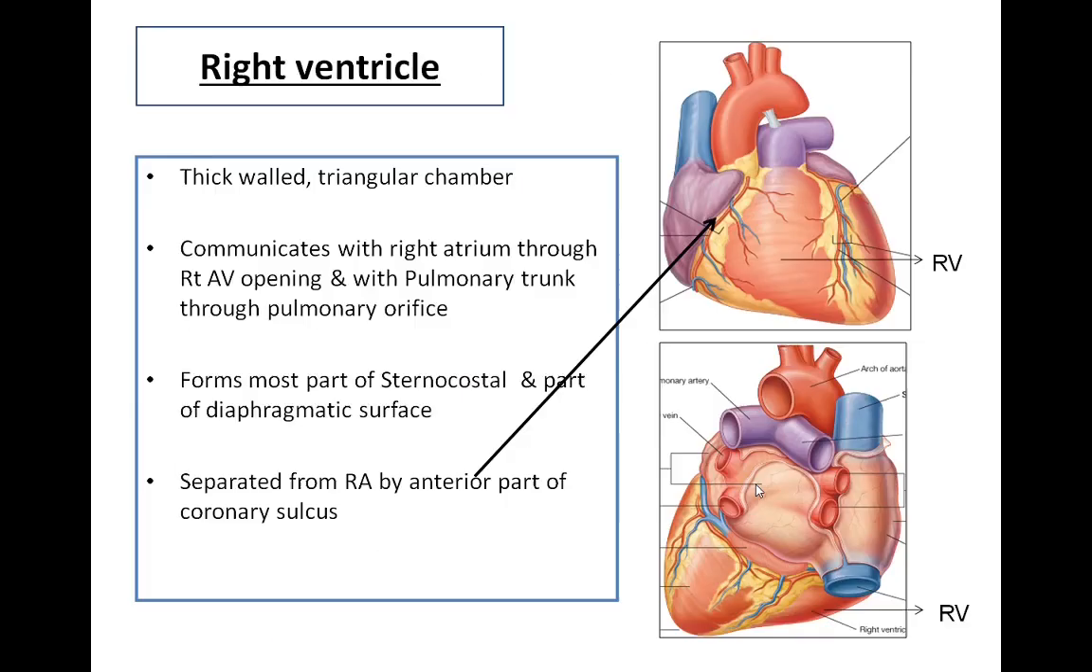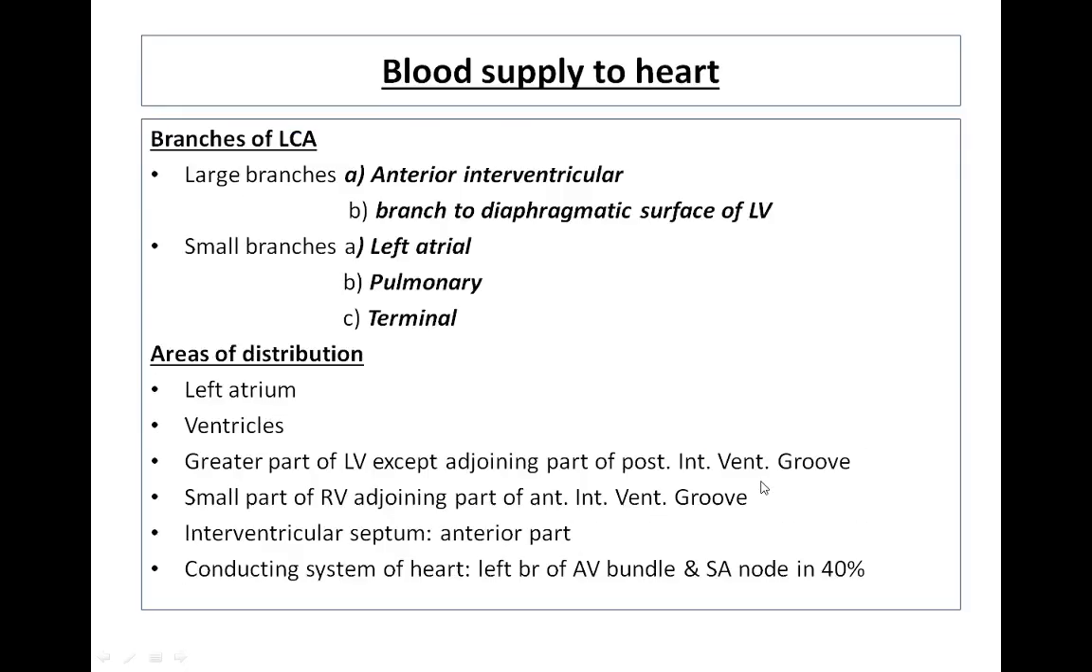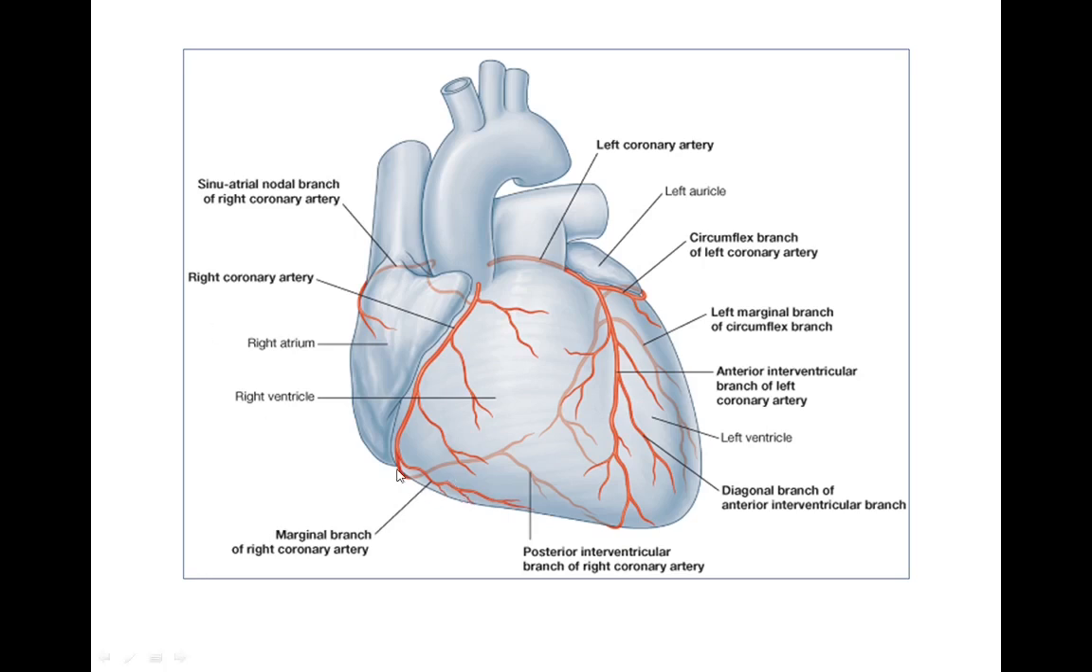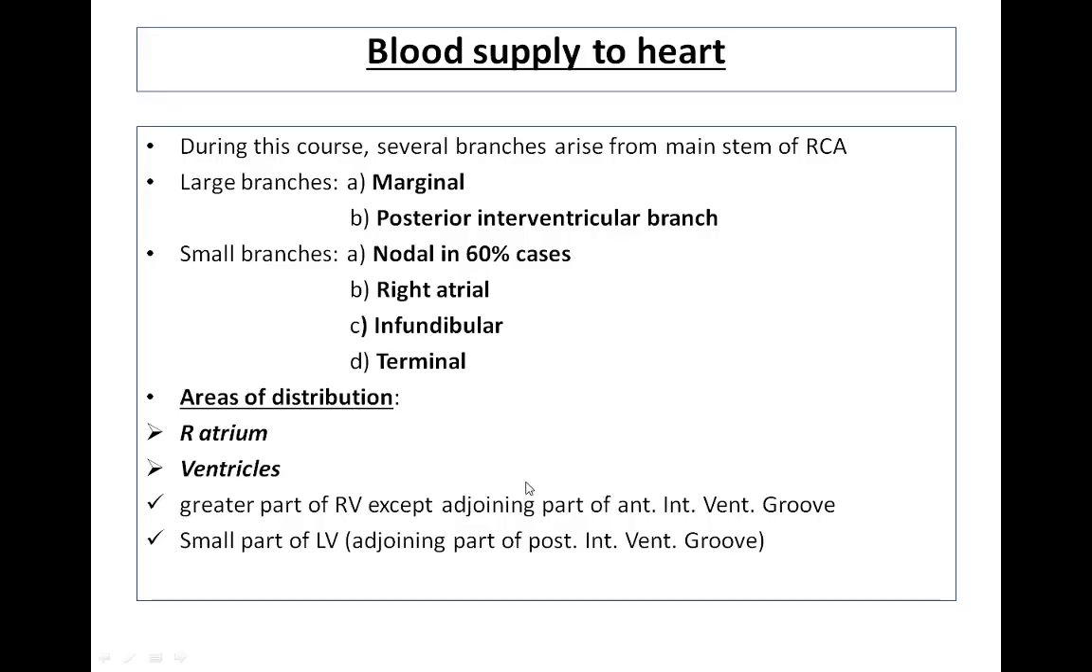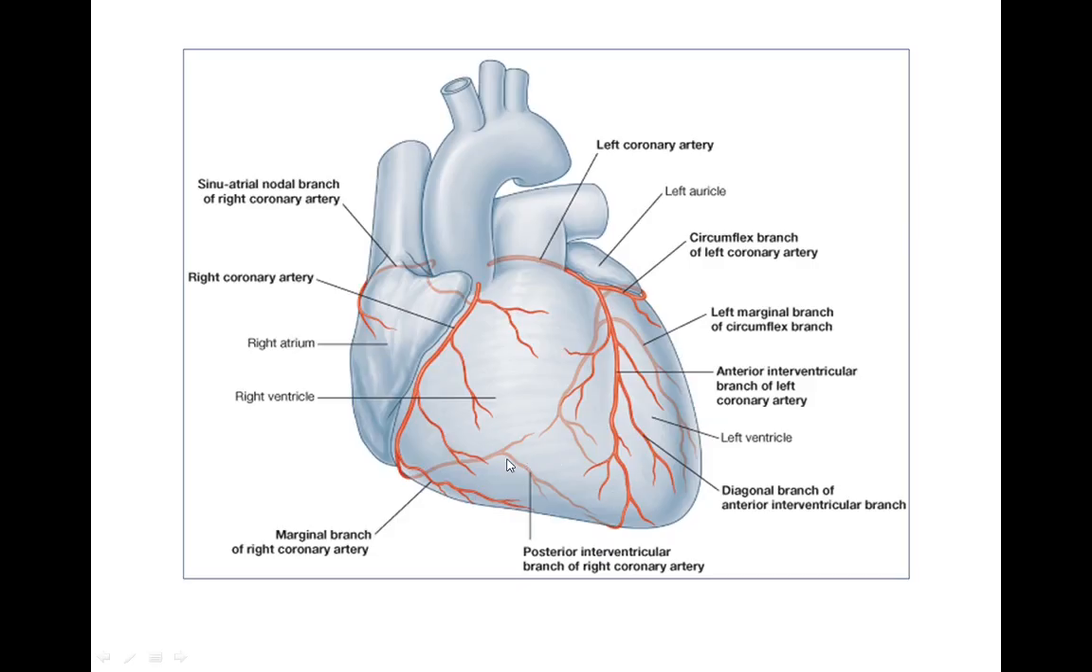Can you get my point or not? If you have a book, just open the book, then it will be easier. See here, this is the right coronary. It goes and traverses the posterior part of the coronary sulcus, then it gives the posterior interventricular artery. So this is our left ventricle, and the rest of it is supplied by a branch of the left coronary artery. A small part of the left ventricle, the adjoining part of the posterior interventricular groove, is supplied by the posterior interventricular branch of the right coronary artery.